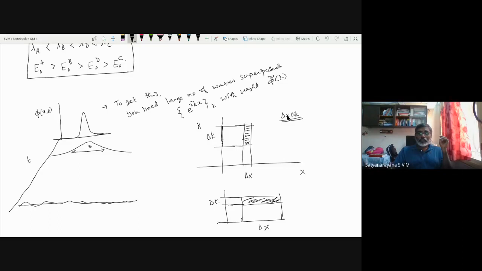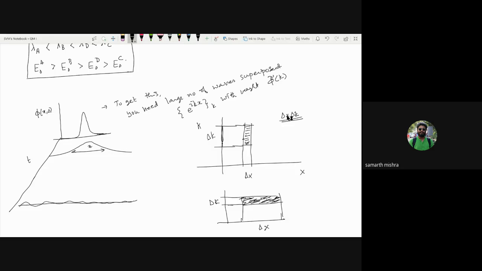So what is happening is that initially it is a superposition of several waves. Now as you go in time, there is a spread of this wave packet. That means fewer and fewer waves are superposed. And that's how the free particle evolution can be understood.